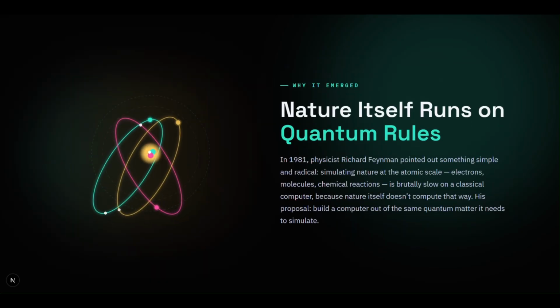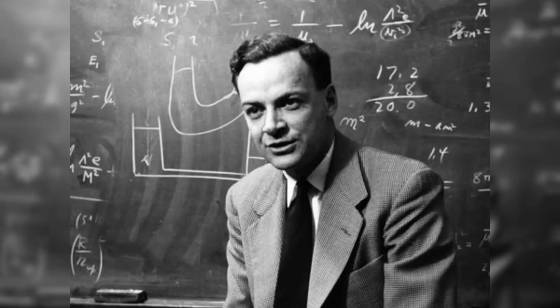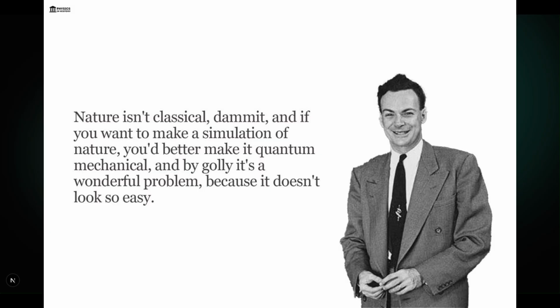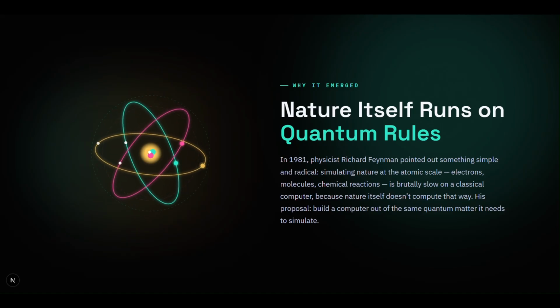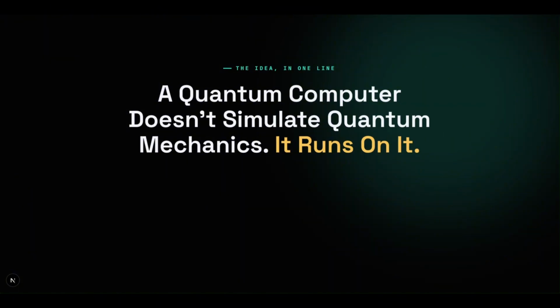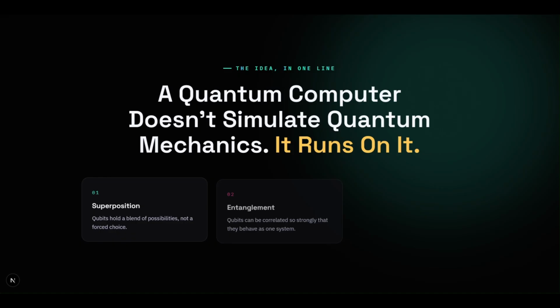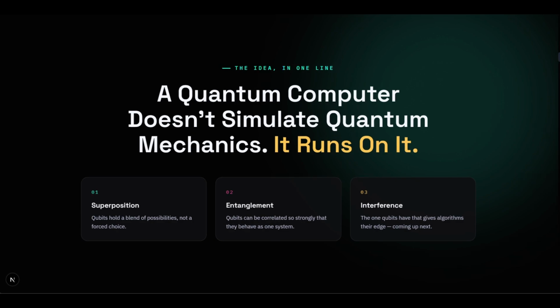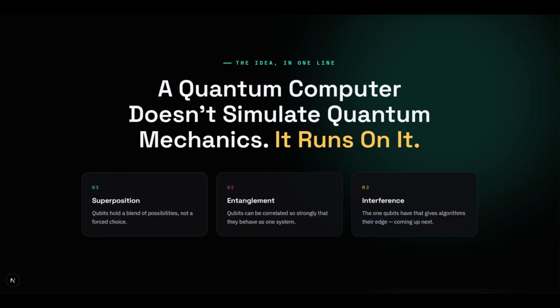In 1981, the physicist Richard Feynman pointed out something radical. Nature itself runs on quantum rules, so simulating it on a classical machine will always be painfully slow. His proposal: build a computer out of the same quantum matter it needs to simulate. A machine like that needs three ingredients: superposition, entanglement, and interference. That third one is where the real speed comes from, and it's what the rest of this video is about.